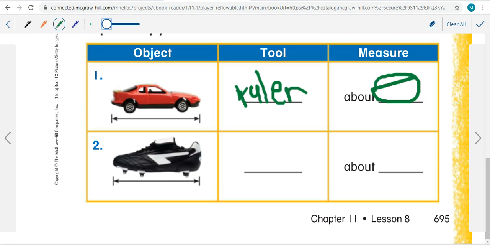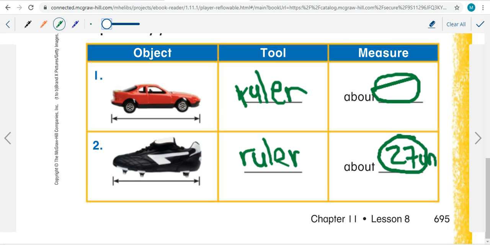Now this is a shoe to play football. It's small, so we also use a ruler. And then you write about how many centimeters long do you think it's the shoe. I think it may be 27 centimeters long. So you write centimeters, 27 centimeters. Here also, when we are measuring in this, we have to write the measuring units, centimeters or meters, okay? If it's a longer object, we will measure in meters. Turn your page, please.